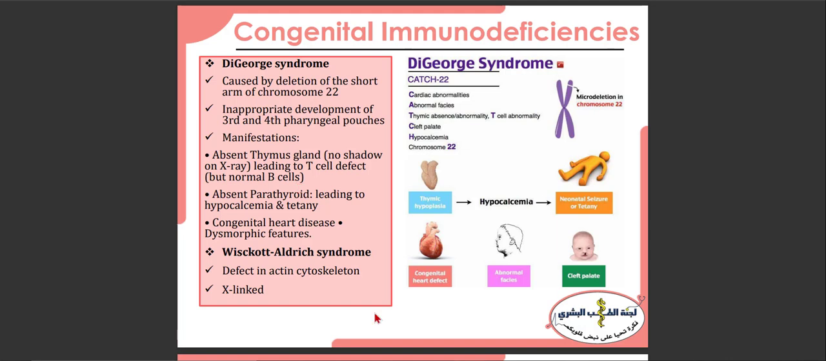Wiskott-Aldrich syndrome, هيك لفظه, Wiskott-Aldrich, is a rare genetic immunodeficiency where the bone marrow of the child does not produce platelets, making the child prone to bleeding. So it mostly occurs in males because it is X-linked, and it results due to a defect in actin cytoskeleton, and the bone marrow is unable to produce enough platelets, making the patient more prone to bleeding.